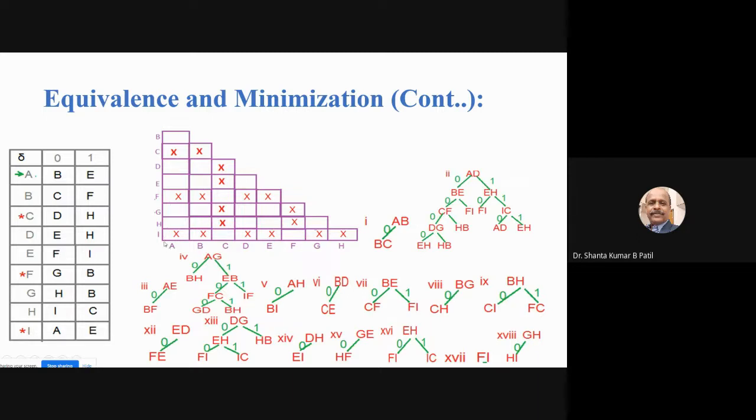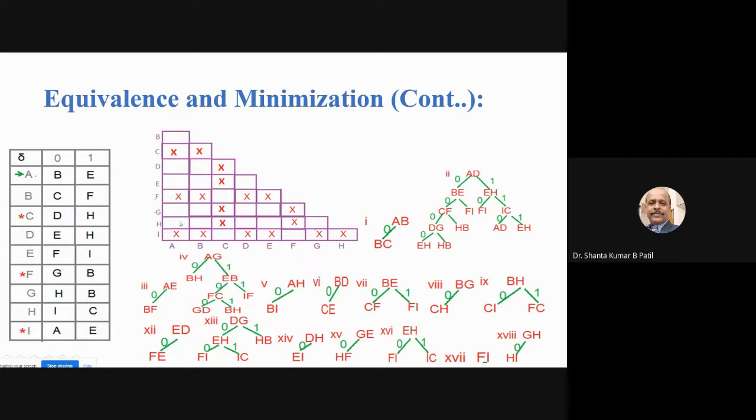The first tree is AB on 0. A on 0 is B, B on 0 is C, so it is BC. So locate B and C. B and C has a cross mark. Therefore, AB is also a cross mark. Stop the construction of the tree. So if any one of the leaf nodes has a cross mark, stop the construction of the tree and decide.